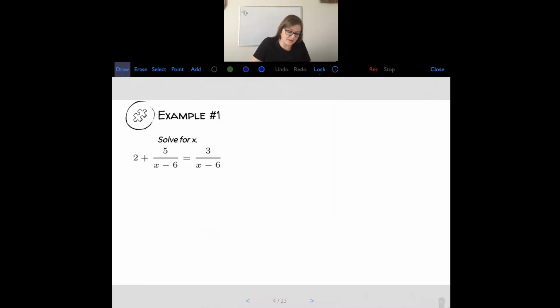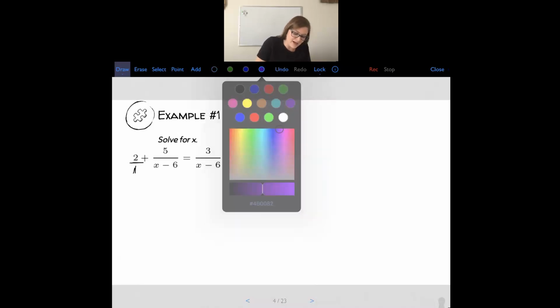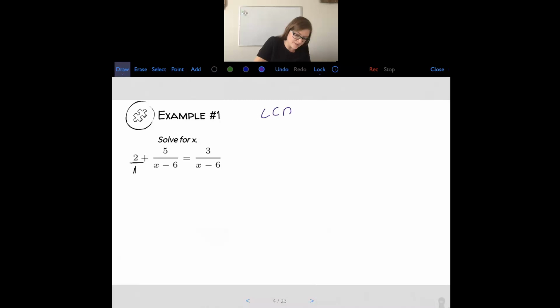Solve for x. So 2 plus 5 over x minus 6 equals 3 over x minus 6. When I work with fractions, I like to make sure everything is a fraction. And here I'm determining my least common denominator. That is, what can you get each denominator to using multiplication? Another way is looking at what one denominator might have that the other might need. So we have x minus 6, and 1. All of them technically have a 1. You can multiply any by 1. Our first fraction needs an x minus 6, so that is our least common denominator.